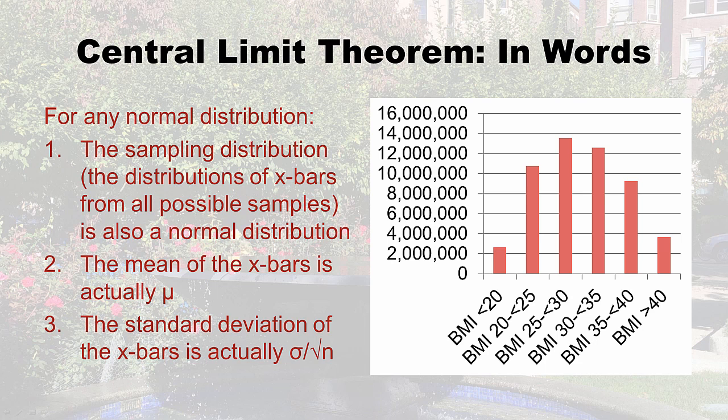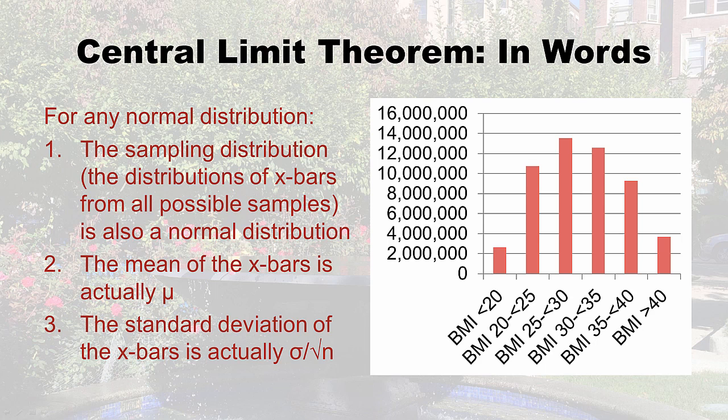It says for any normal distribution, and remember we're talking about a normal distribution here, the sampling distribution, meaning the distribution of the x bars from all possible samples like we just talked about, is a normal distribution, meaning it's not skewed, it's not bimodal, whatever. It looks kind of like what is on the slide. Okay. And then 2, this is important.